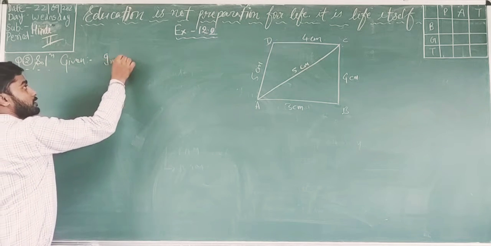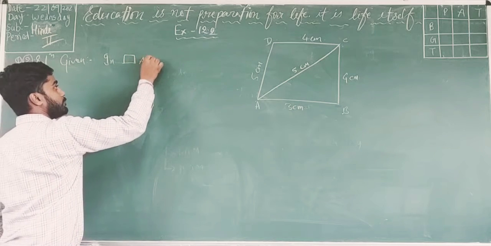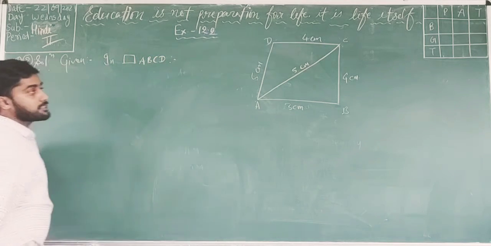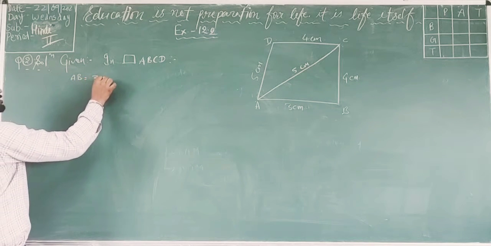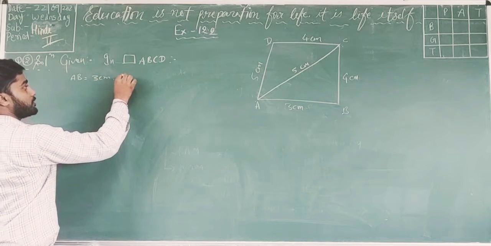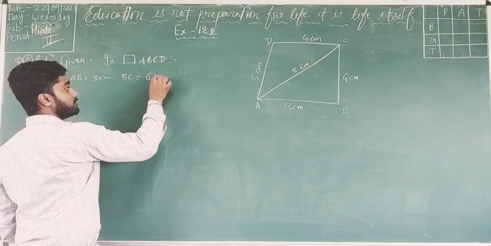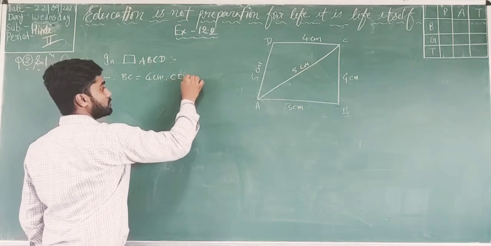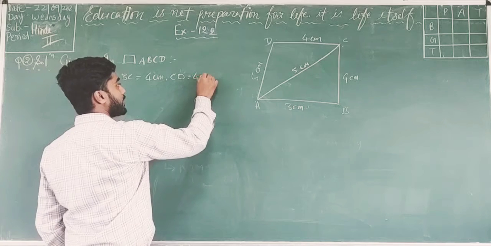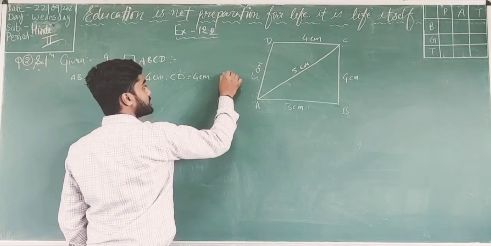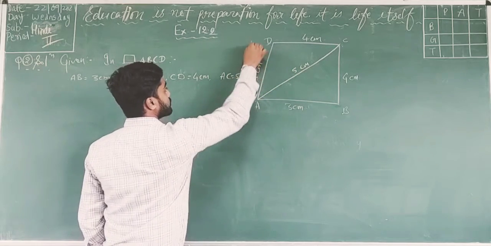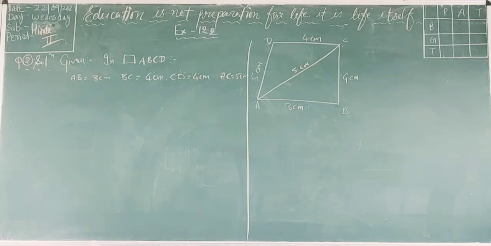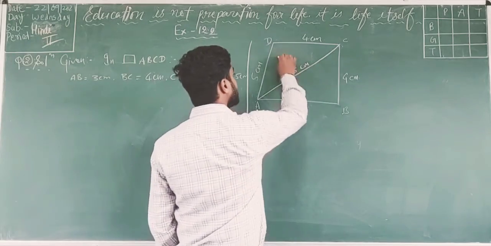In quadrilateral ABCD, what is given here? AB equal to 3 centimeter, BC equal to 4 centimeter, CD equal to again 4 centimeter and last AC, that means its diagonal, which is equal to 5 centimeter. So this is given part of question. Okay, we mentioned. Now we have to find the area of this quadrilateral.